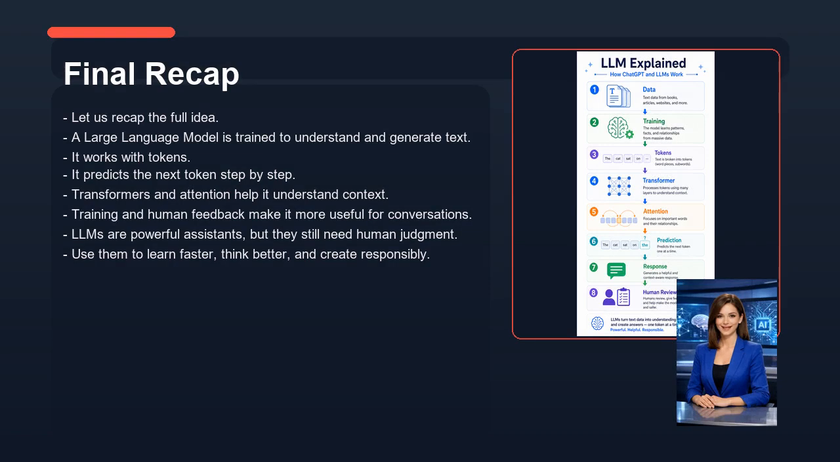Now let's look at the final recap. Let us recap the full idea. A large language model is trained to understand and generate text. It works with tokens. It predicts the next token step by step. Transformers and attention help it understand context. Training and human feedback make it more useful for conversations. LLMs are powerful assistants, but they still need human judgment. Use them to learn faster, think better, and create responsibly.